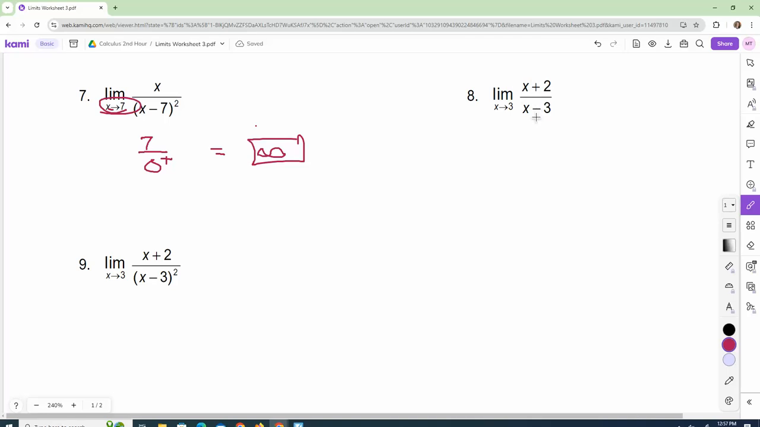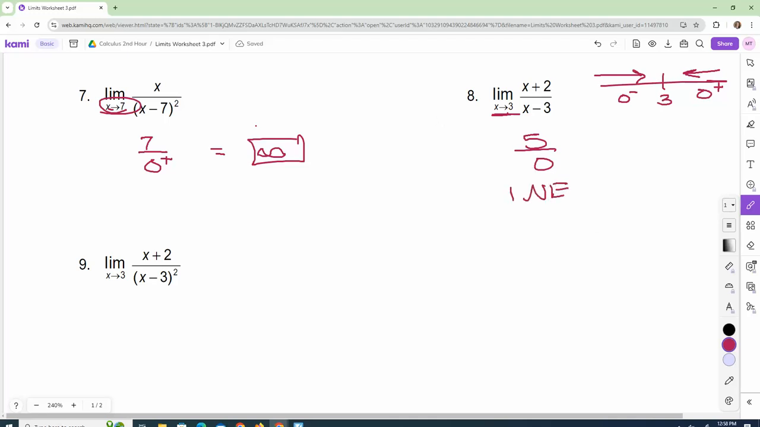This one, I can't factor and reduce. If I put in a 3 on top, 3 plus 2 is 5. On the bottom, 3 minus 3 is 0. But I'm not approaching it from any one side. If I'm approaching 3 from the left, that's smaller than 3, and when I subtract 3, I'm approaching 0 from the negative side. But if I put in something bigger than 3 and subtract 3, I'm getting a positive. So does this work? No.